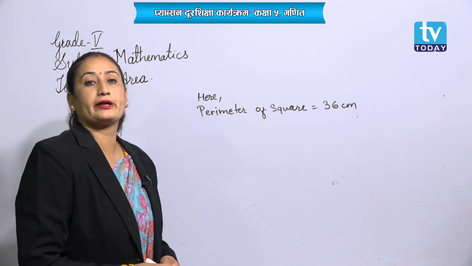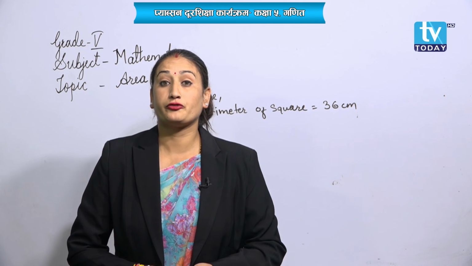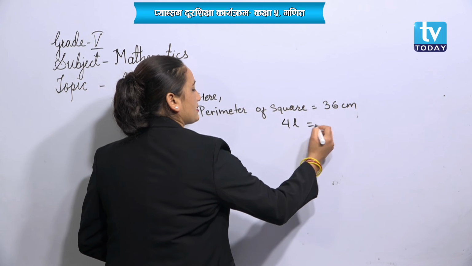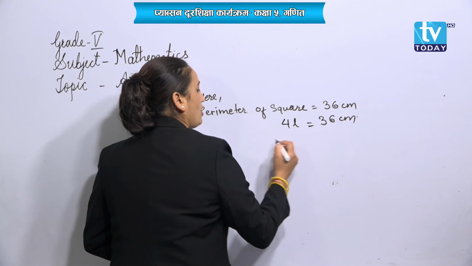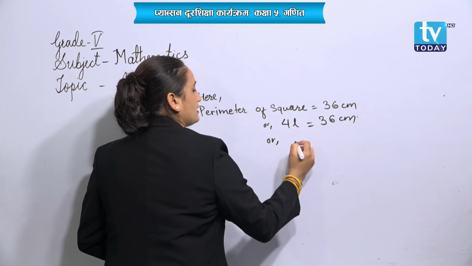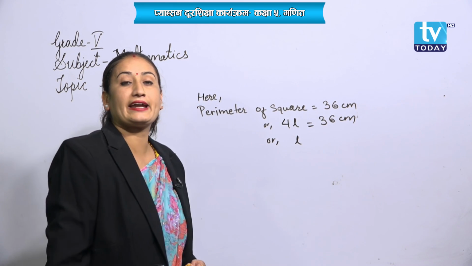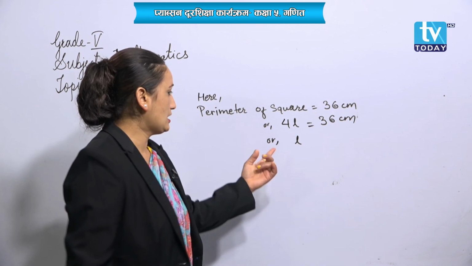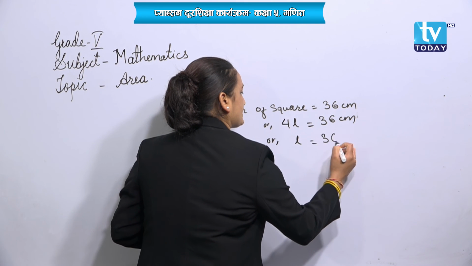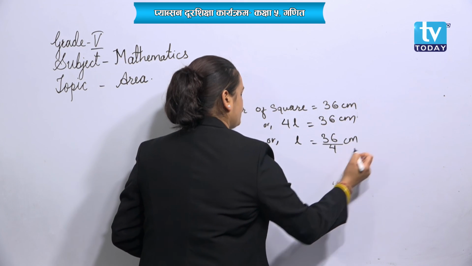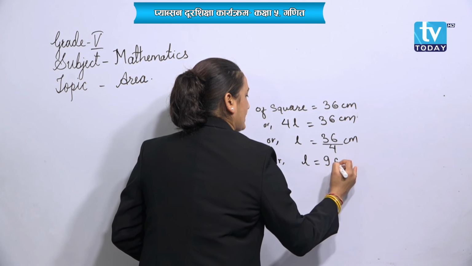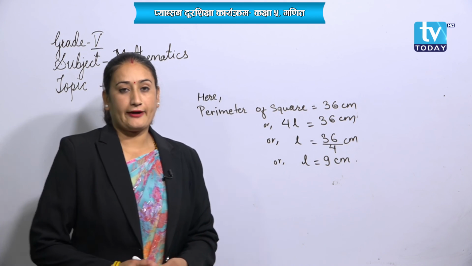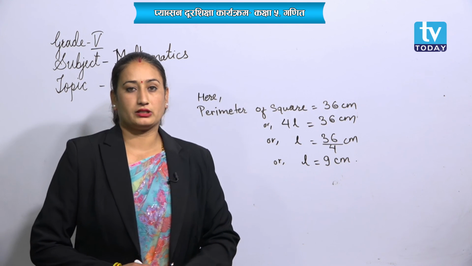What is the formula of perimeter of a square? It's 4L, right? So you can write it here, 4L equals 36 centimeter. We are going to find out L. From here we can get the length. L equals 36 divided by 4. L equals 9 cm. Okay, so after this we are going to find out the area.